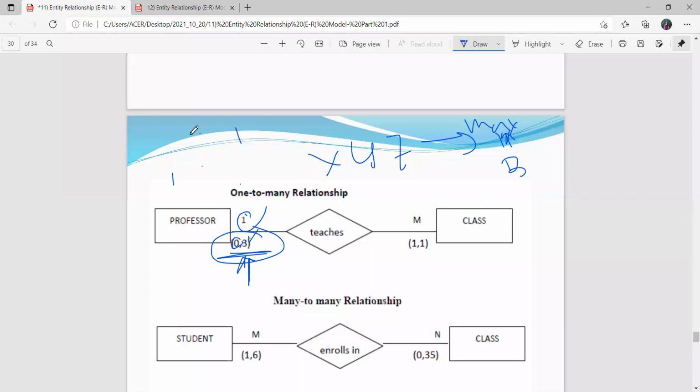When we consider a class, you can see the class can have only one professor. For the class, the maximum is 1 and the minimum is 1. If it is a class, at least one professor is needed to conduct this class. So for the cardinality of class, the minimum number is equal to 1 and the maximum number is also equal to 1. So you can express the cardinality on this side like this according to the class entity. Okay.